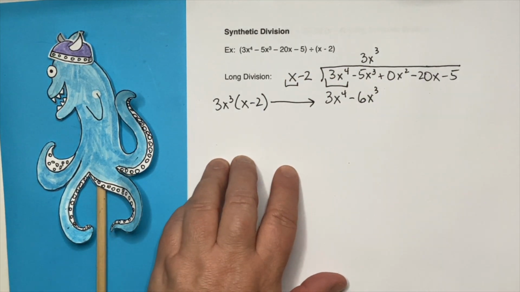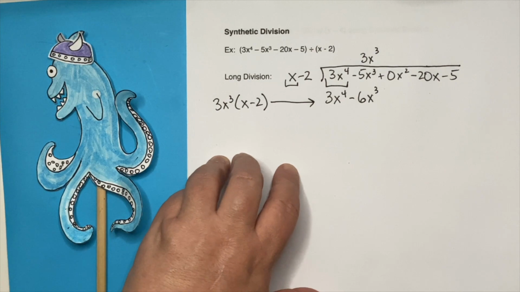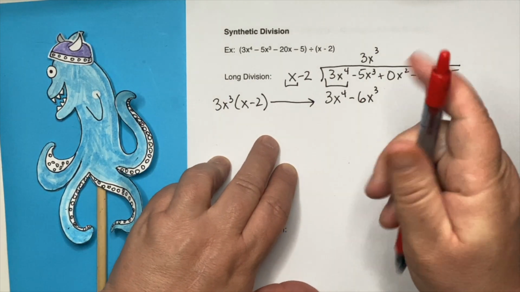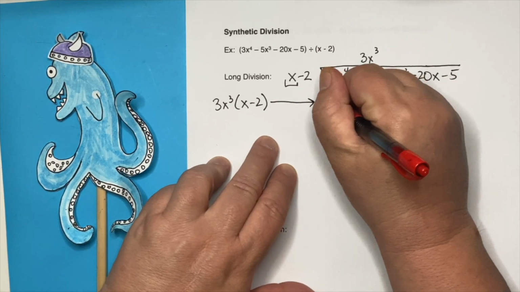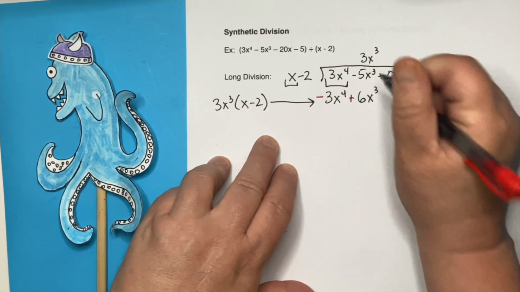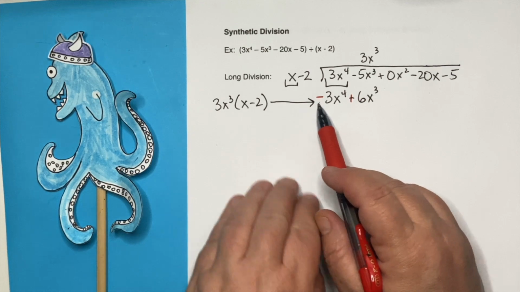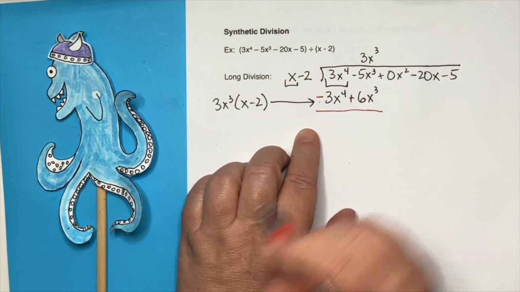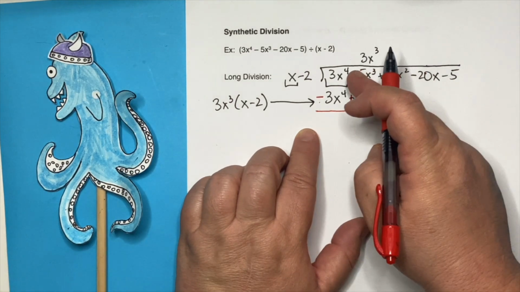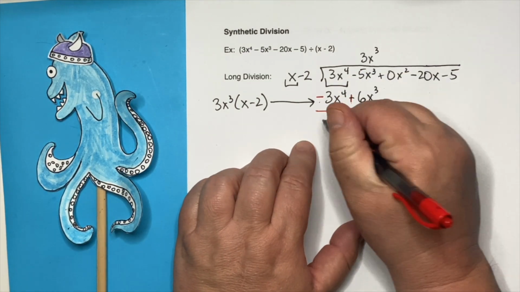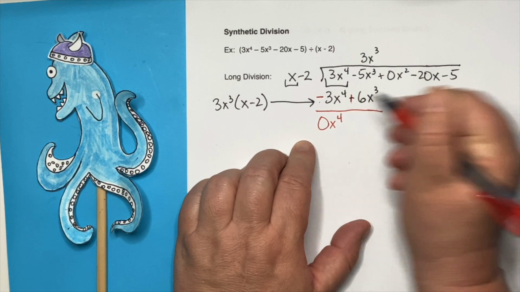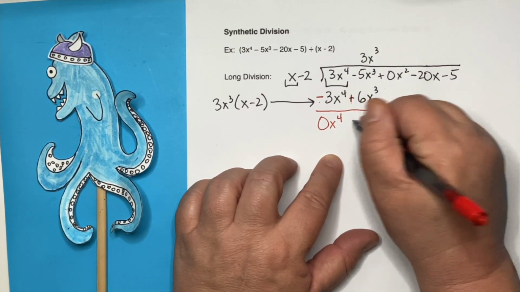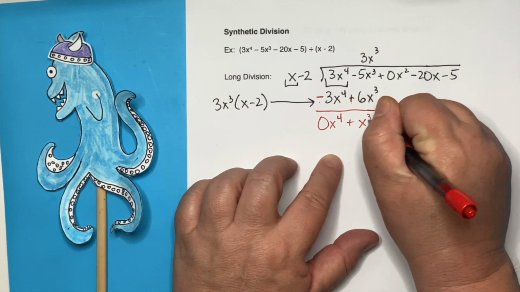And then I come through. Let me try a brighter red so it shows up a little bit better. And then what I do is I change the signs. Everything that was a plus becomes a minus. Everything that was a minus becomes a plus. And then I add. 3x to the 4th minus 3x to the 4th is 0x to the 4th. And then negative 5x cubed plus 6x cubed gives me just x cubed.